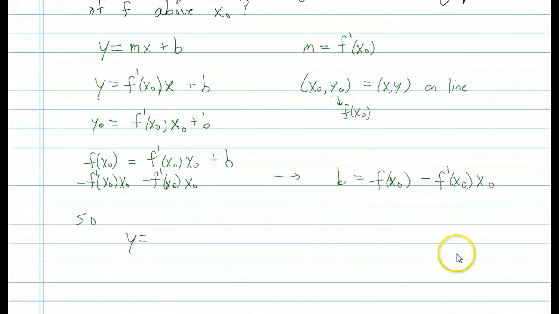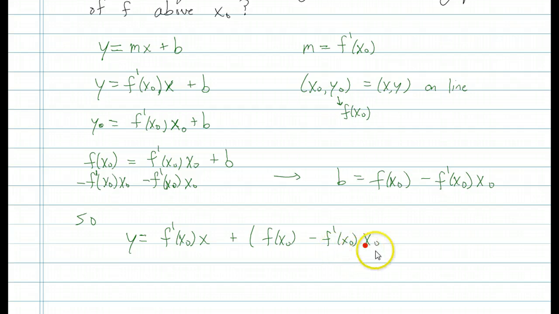Plugging this in, we get the equation y equals f prime of x sub 0 times x, plus the b which we just figured out to be f of x sub 0 minus f prime at the fixed point x sub 0, the fixed number, times x sub 0. Now we notice we have two terms here that involve the derivative. Let's factor that derivative out, and then we'll be left with x minus x sub 0. Putting the function value first, this gives us our equation of our tangent line.